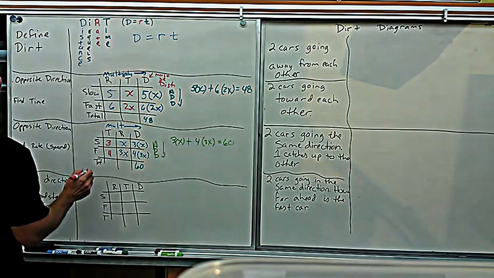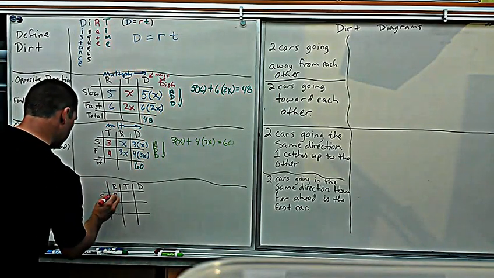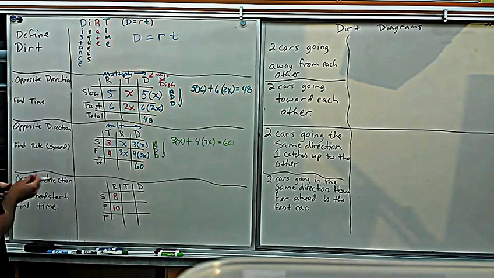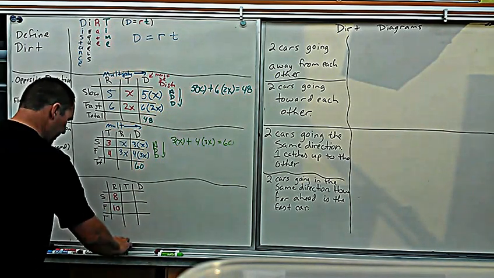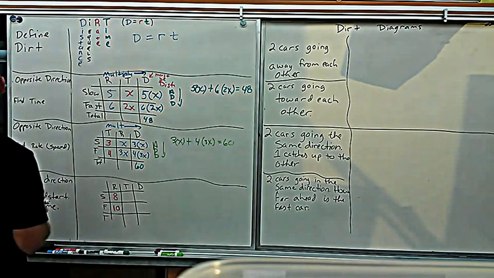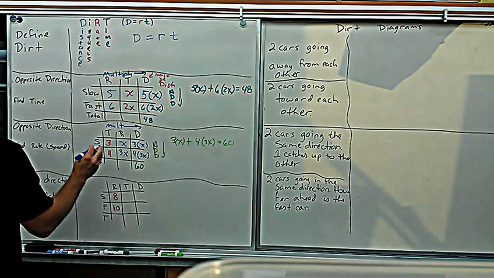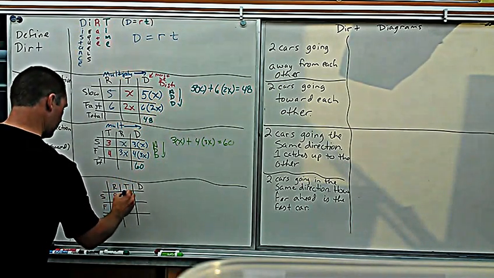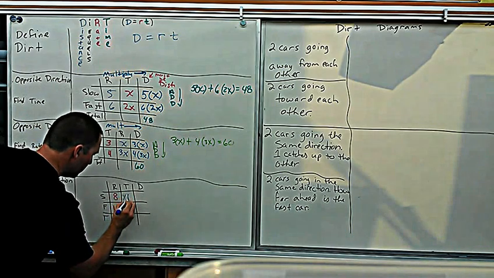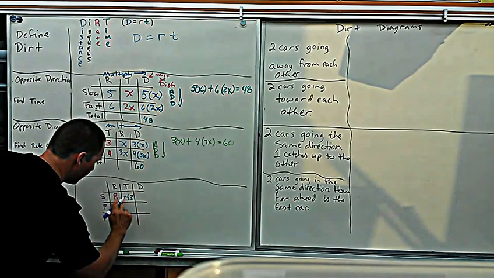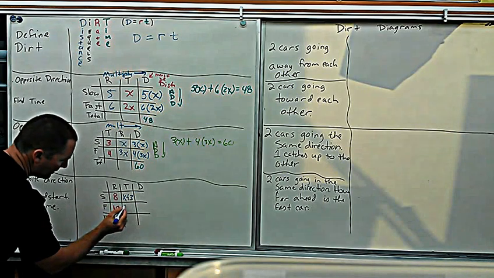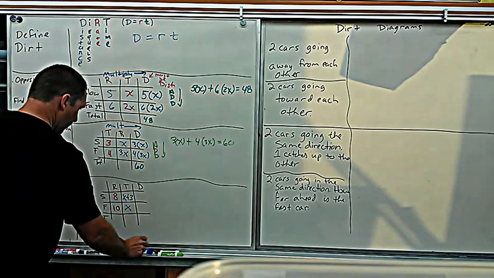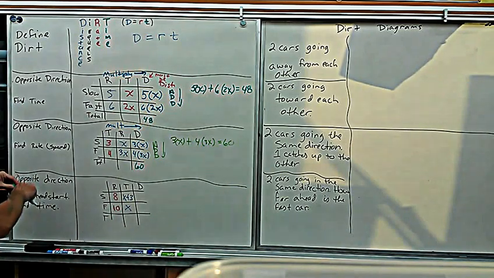So for this one, our slow one is going 8. Our fast one is going 10. Our slow time, excuse me, is x plus 3. So that means they're getting like a 3-hour head start, and our fast time is just x. And then our total over here is 114.